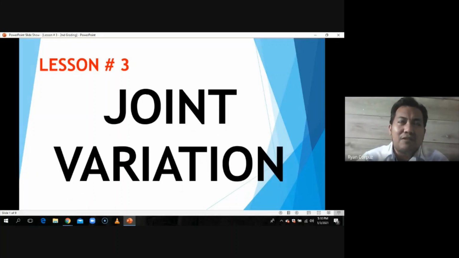Ito na yung pangatlong kind of variation na i-discuss natin. Una, discuss natin direct variation, at sinabay na natin direct square variation. Pangalawang discussion natin, we discussed inverse variation. So this time, we are going to discuss joint variation. Ano ba yung joint variation na yan? Para malaman natin, start na tayo.